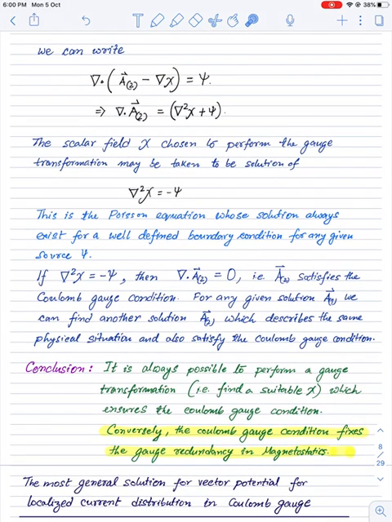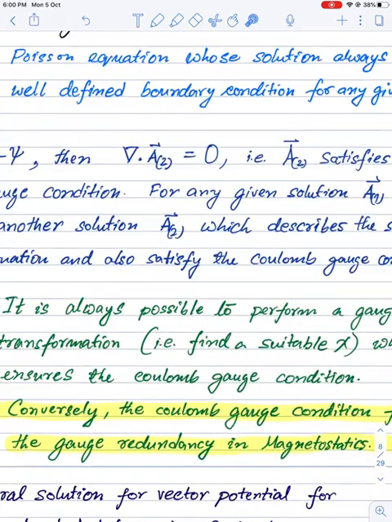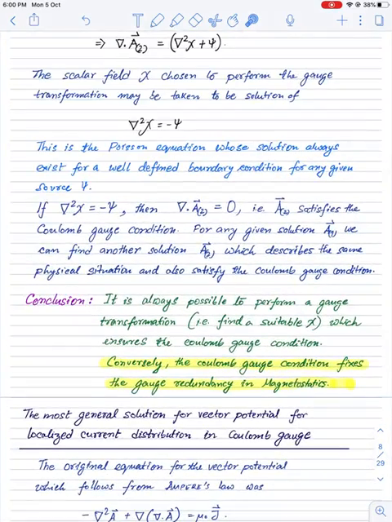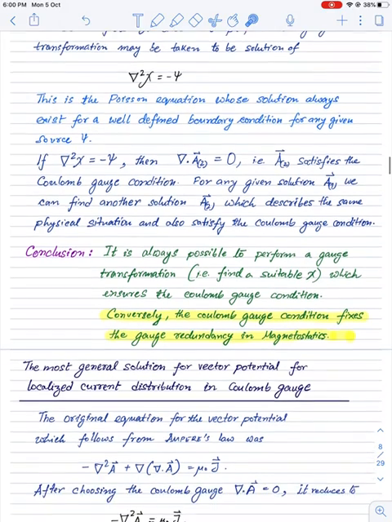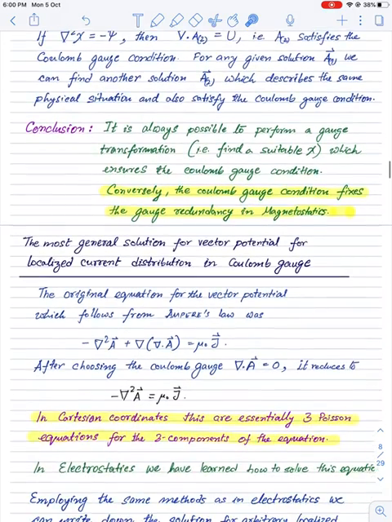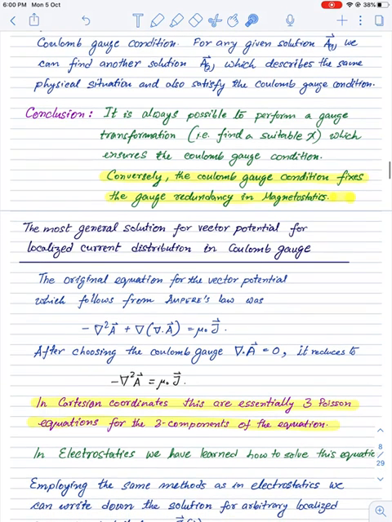So it is possible that you choose a gauge condition that doesn't fix the gauge redundancy completely, and then there is still some redundancy left, and at some point you have to worry about that leftover redundancy and fix the gauge completely. But the Coulomb gauge in magnetostatics is a very good gauge and we will work in this gauge. Very good.